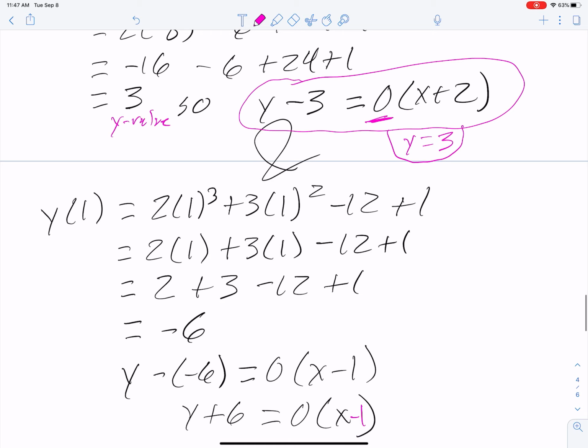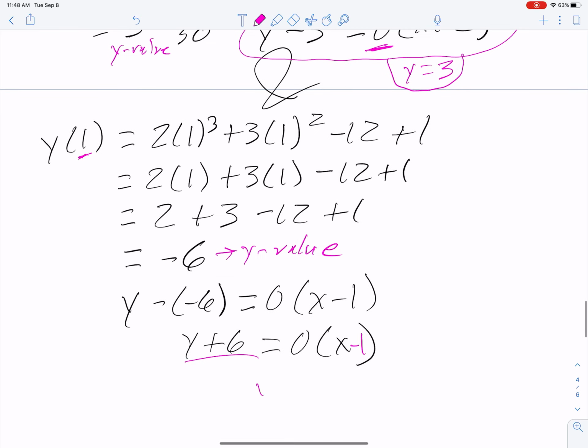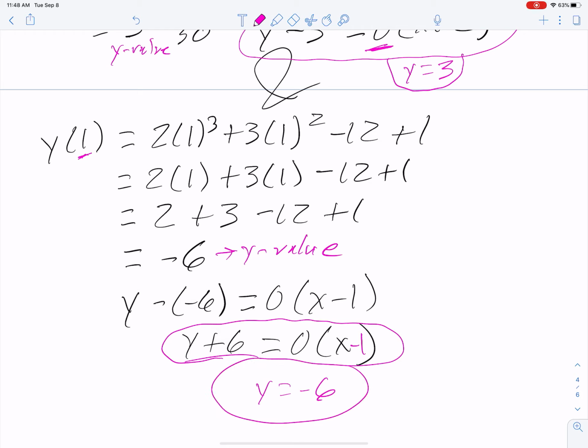And then finally, I need to substitute 1 in to my original function to get my y value. And now I'm able to set up my equation. Y minus my y coordinate equals 0 times x minus my x coordinate. Notice again, I took care of the double negative. That's at the very least what we need to do. But you could have even gone so far as to just write it as y equals negative 6.